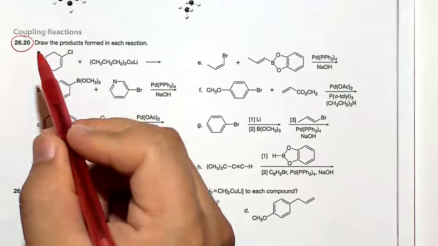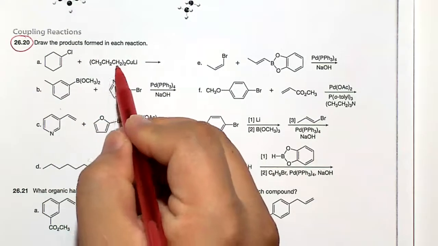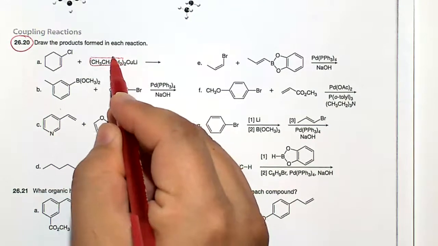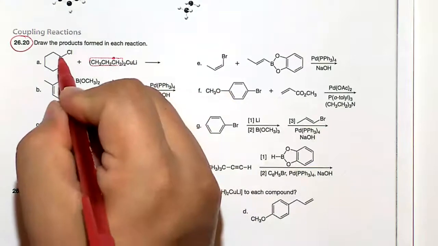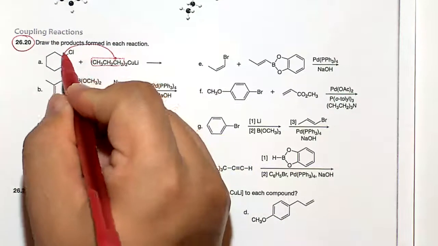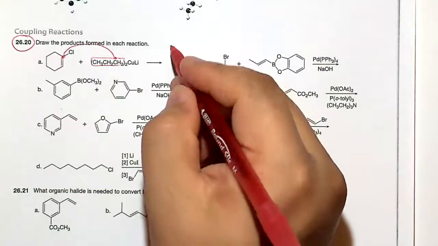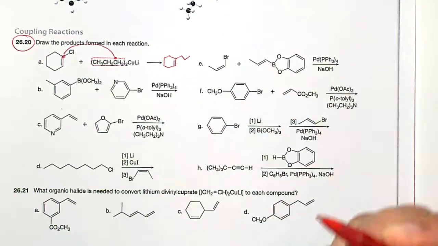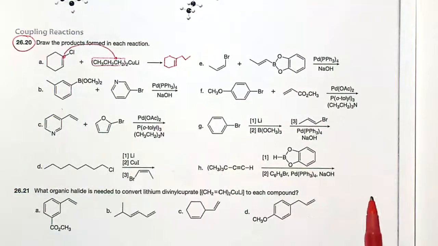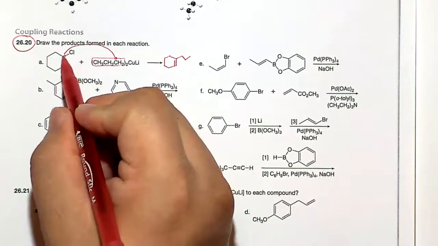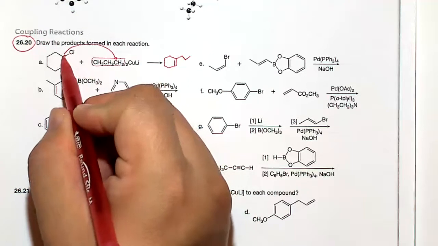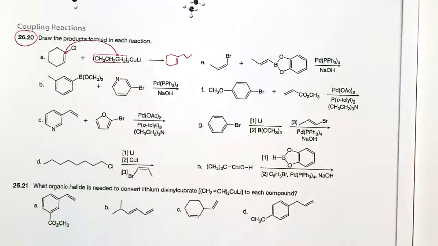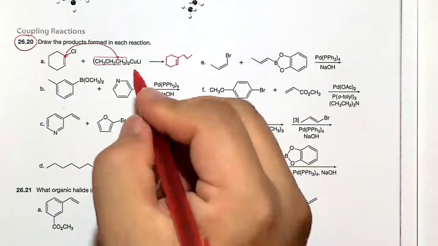That's 26.20. This is an organocuprate, that's an alkyl group, and this carbon will have a new bond with this carbon, with no stereochemistry change. So a propyl group will be added to this cyclohexene ring. With an alkyl halide or aryl halide, the carbon next to the organometal will have the new bond. This is an organocuprate.